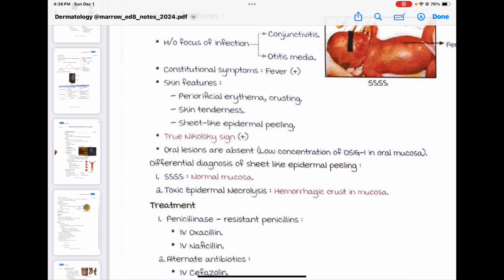Oral lesions are absent. Low concentration of desmoglein 1 in oral mucosa. If you know chickenpox, there could be oral lesions, especially in adults.